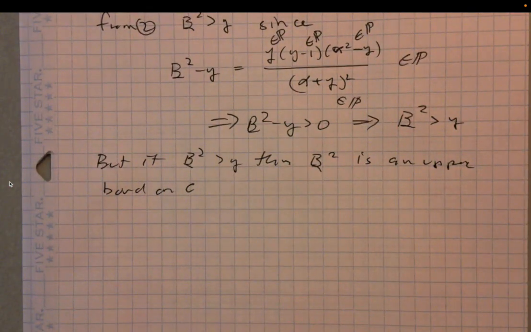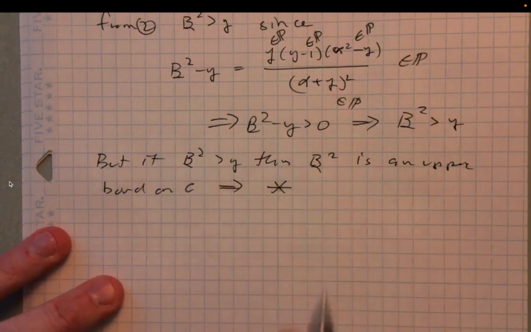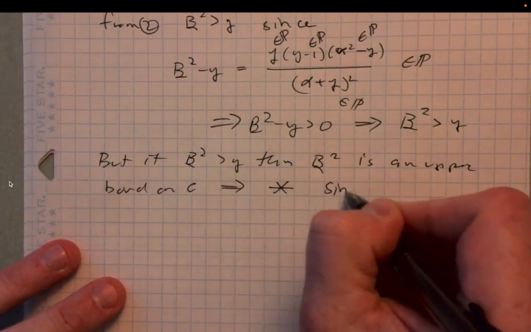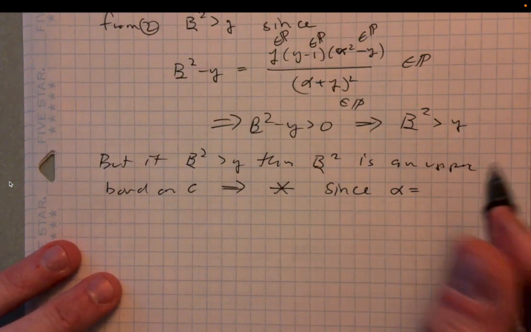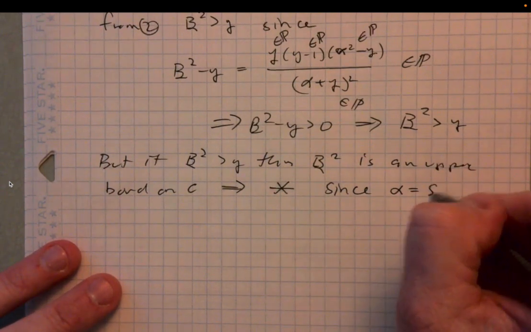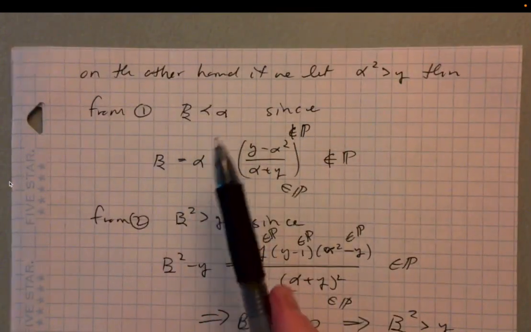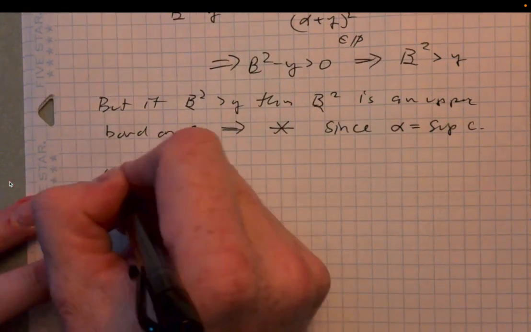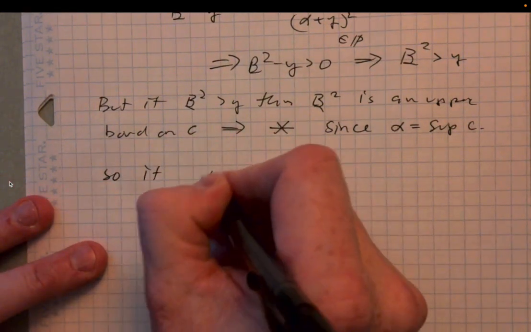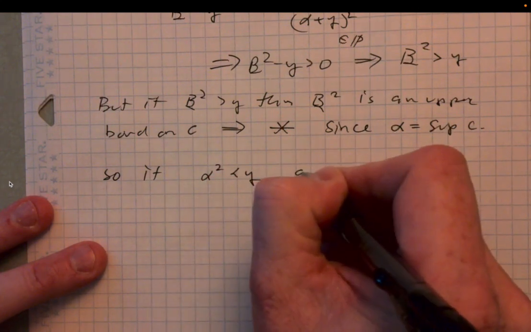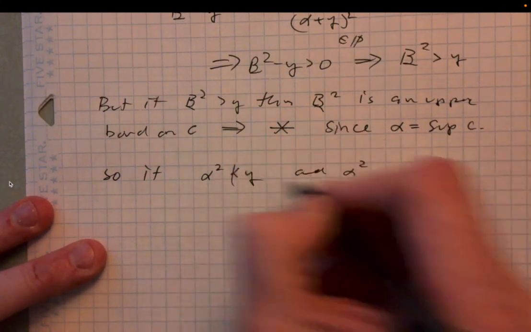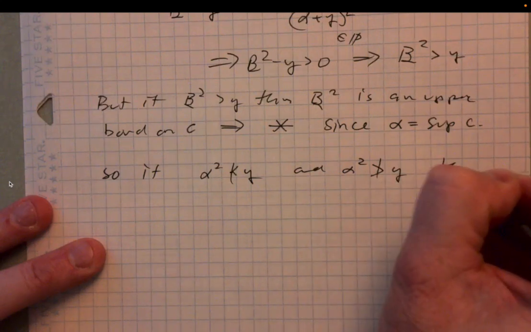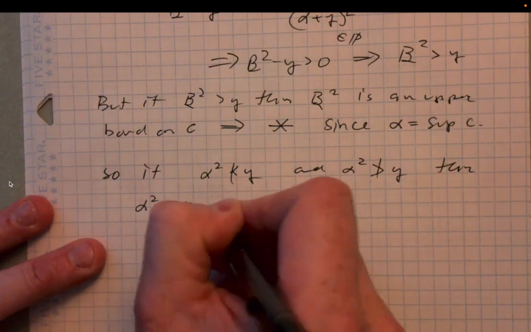We already said y is an upper bound on C. But this is going to imply a contradiction since alpha is equal to the supremum of C. If alpha is the supremum of C, beta can't be less than alpha and also be an upper bound of C. Okay, right? So if alpha squared is not less than y and alpha squared is not greater than y, then alpha squared must equal y. Okay.